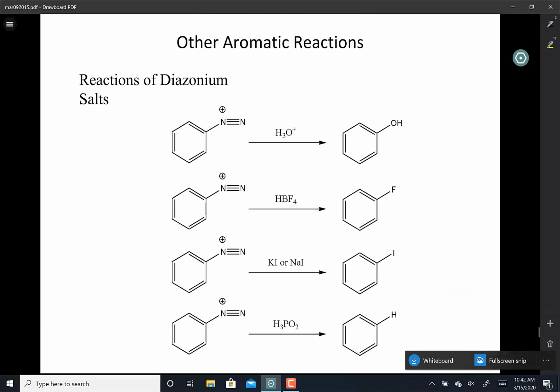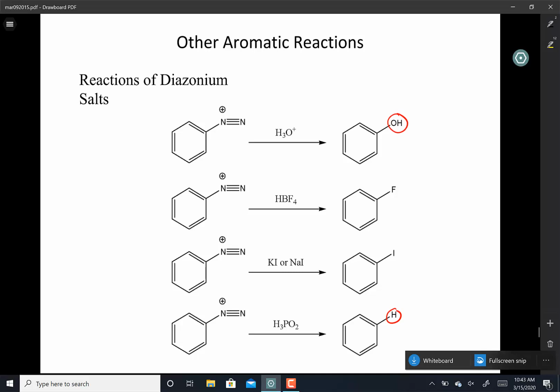What can I do with those diazonium salts? Well, here are 4 more 3x5 cards. If you react it with H3O plus, you add the OH group to the ring. That's important. Can you add fluorine to the ring? Yes, using HBF4. Can you add an iodine to the ring? Yes, using potassium iodide or sodium iodide. Can you take the diazonium salt off the ring? Yes, using H3PO2, which is a really weird reagent, but that would replace the diazonium with a hydrogen.